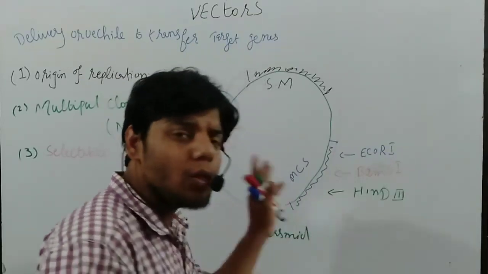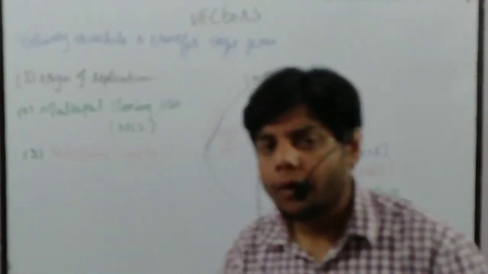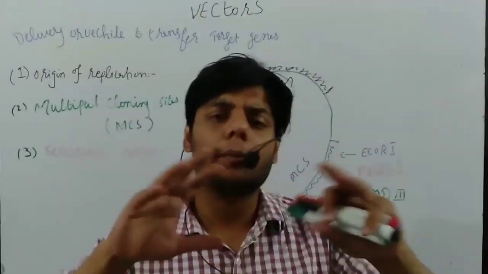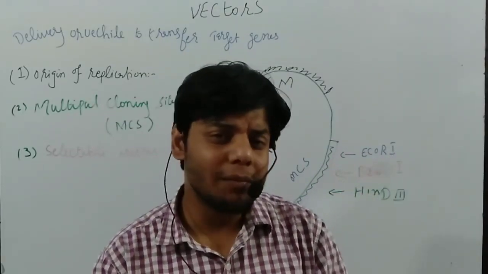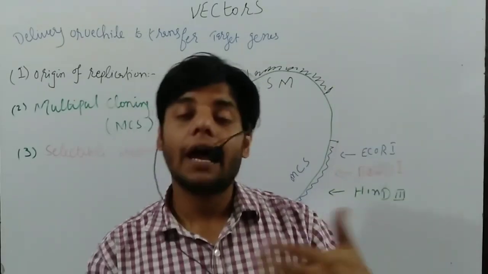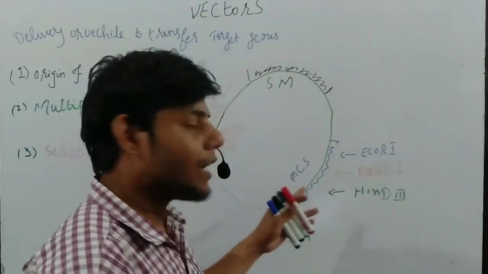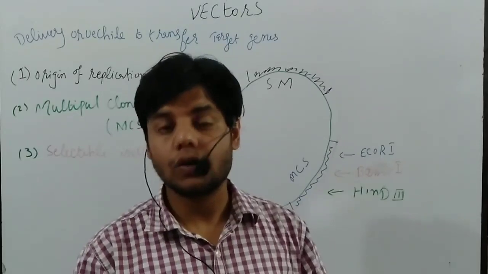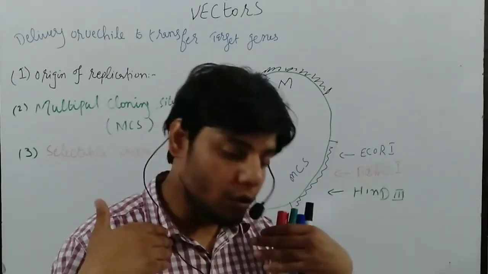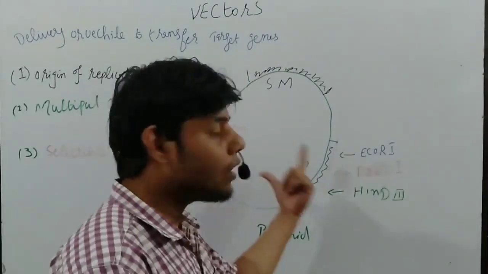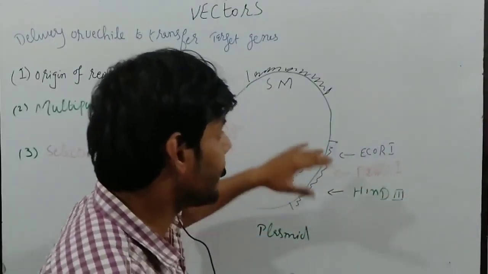Now why is it called a selectable marker? Because there are many vectors and many genes of interest, but some genes of interest are inserted into a vector and some vectors didn't get the gene of interest. So how can we be sure which vector has taken up our gene of interest? For that purpose we use the selectable marker. The selectable marker can show that your gene of interest is added to the vector.